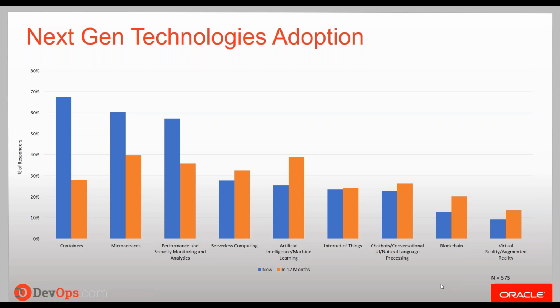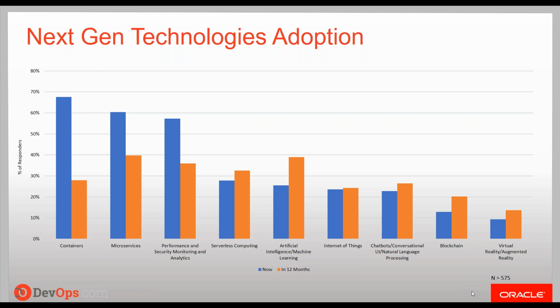Actually, when you go to 12 months out, microservices are near 100% as well. Performance and security monitoring and analytics, also very high. So to me, those three form a core group of next-gen technologies that I consider already going mainstream, right? And Ashish, I just want to run through the rest of these, and I'd like to come back to you on this.